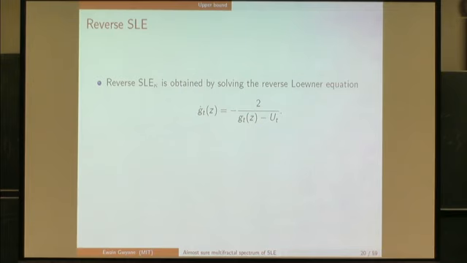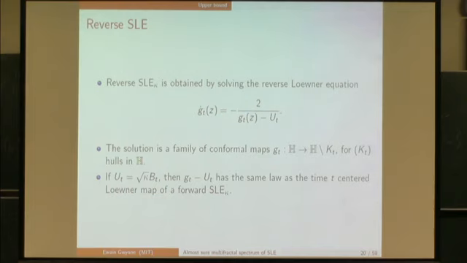So to start off, we need to consider something called reverse SLE kappa, which is defined via the reverse Loewner equation. This just looks like the ordinary Loewner equation, except you have a negative sign here. And a solution to this equation is a family of conformal maps which go from the upper half plane into the upper half plane minus a hull, for some growing family of hulls K_t. And if we take our driving function U_t here to be square root of kappa times the Brownian motion, we get what's called a reverse SLE kappa.